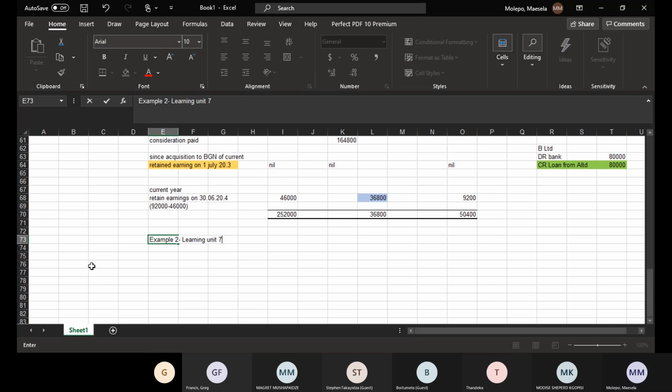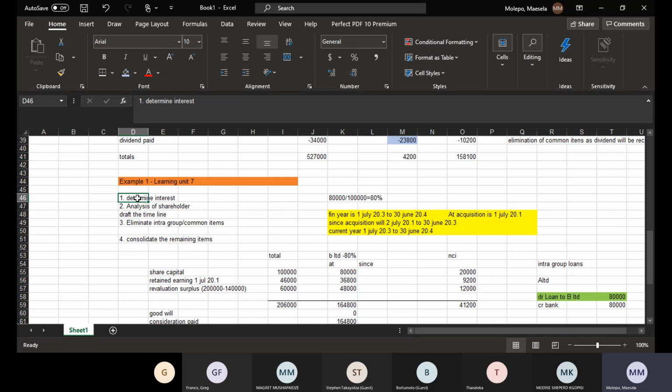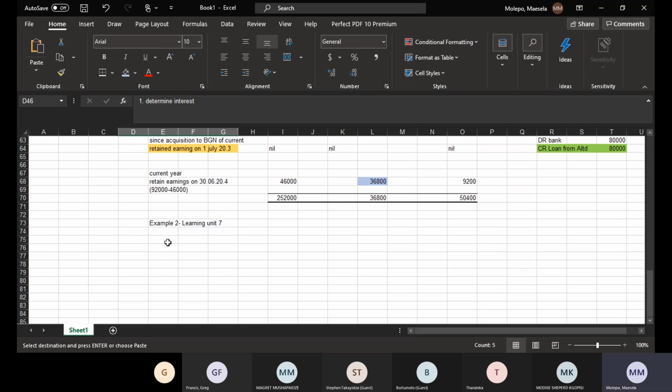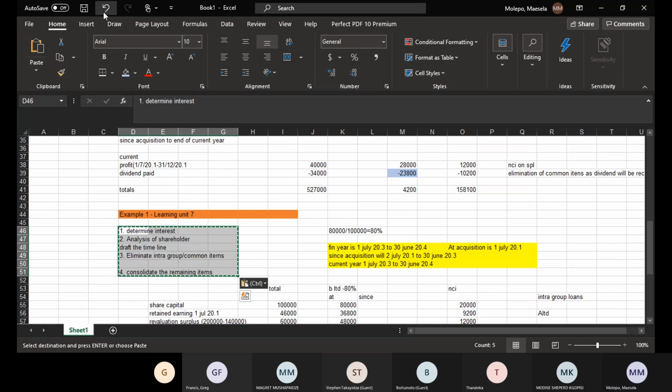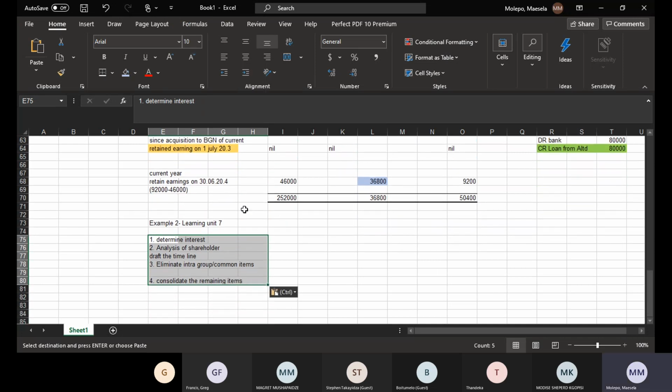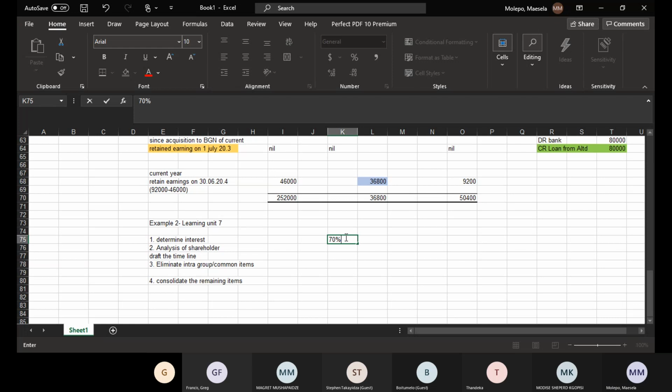Okay, then the same principle will be used. This principle, we're still going to use it. I want you to get used to this method of answering a question where you have to draft these things. You determine your interest. So in this case, we've got 16,000 shares issued by S Limited, and while we acquired, they told us that it's already 70%. So there is no need to determine it. It is given as 70%.